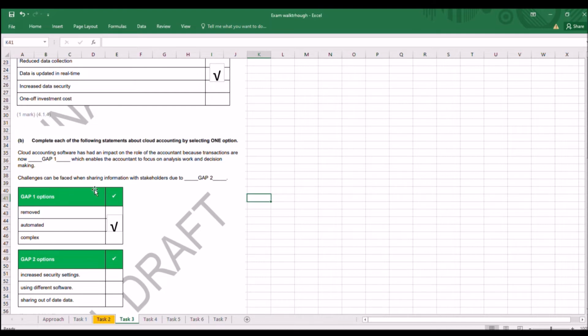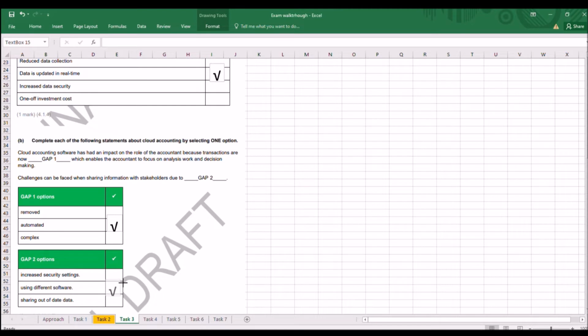Challenges can be faced when sharing information with stakeholders. So it's stakeholders, okay, due to increased security settings. Well, if they had access to it, then I don't know. That's not really an answer. Using different software is possible. Sharing out-of-date data. Well, the point of the cloud is that it's up to date. So it can't be that, and it can't be that. So it must be B.